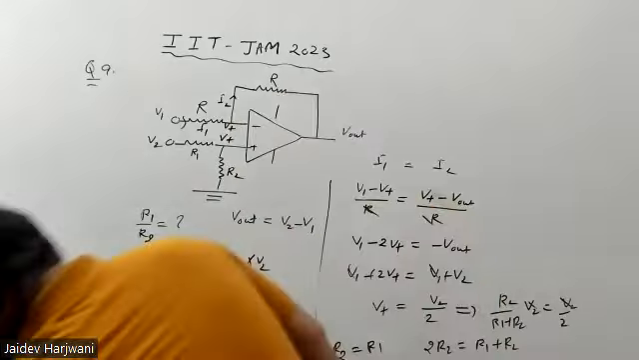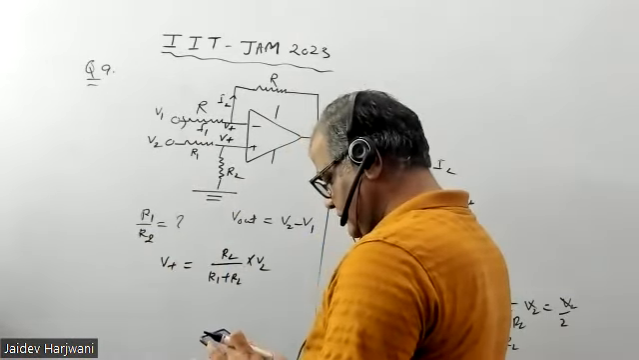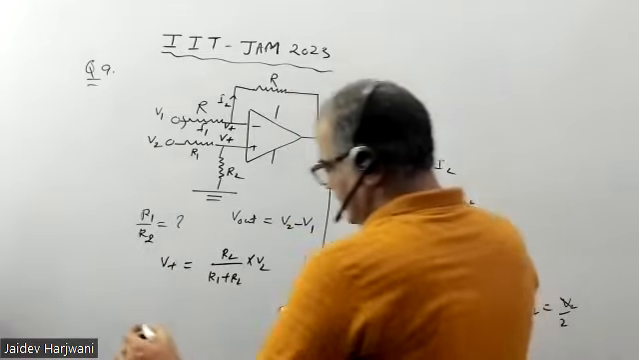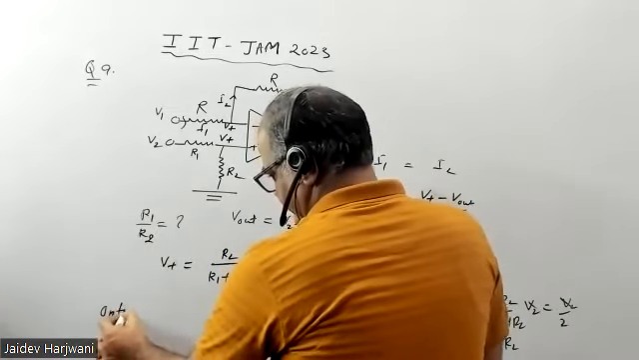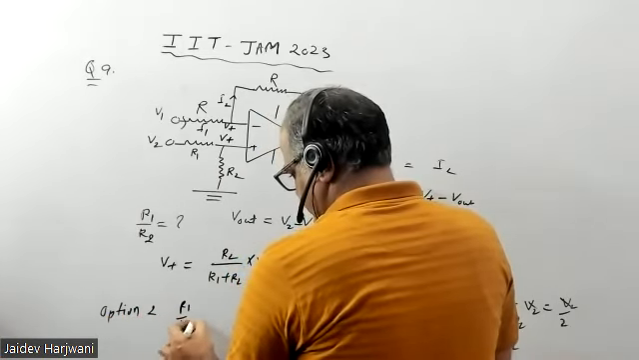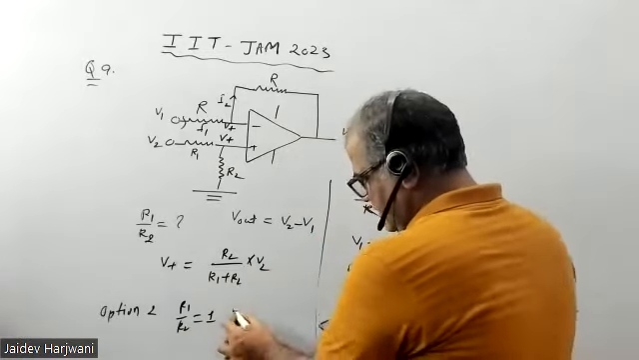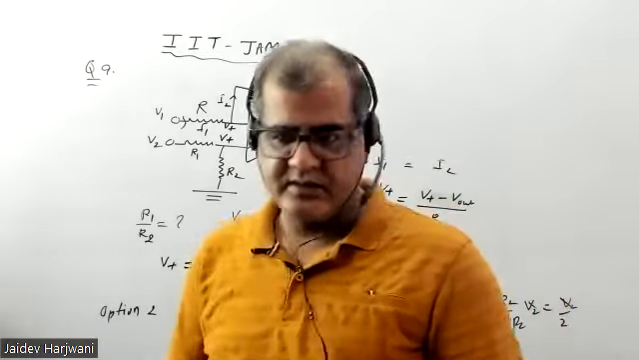This is given as option 3. I think option 3. So this is option 2. Okay, so option 2. R1 equals R2, so the ratio of R1 by R2 is equal to 1. So this is the correct answer for this question.